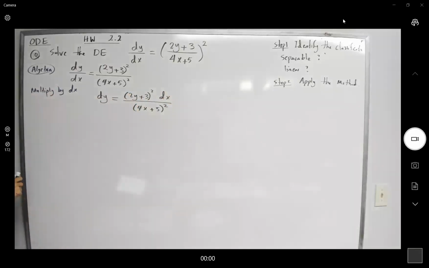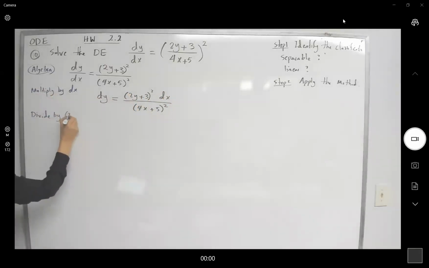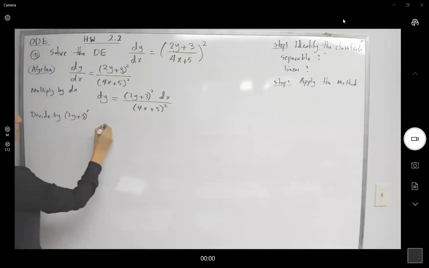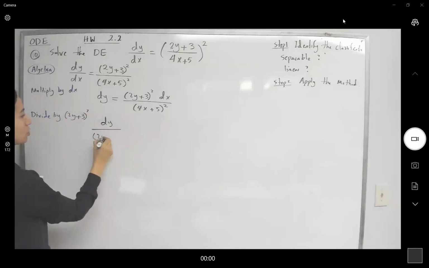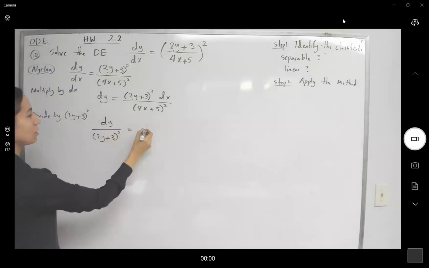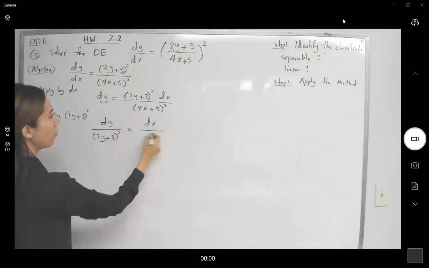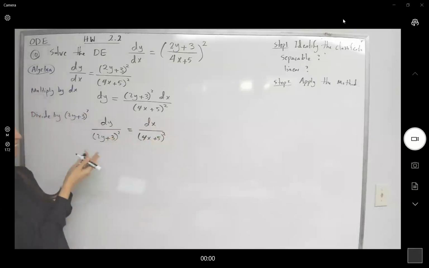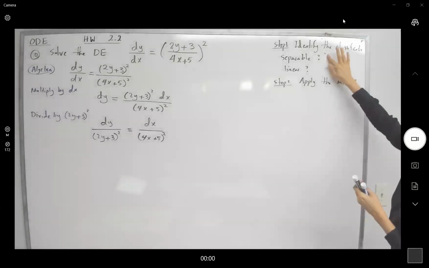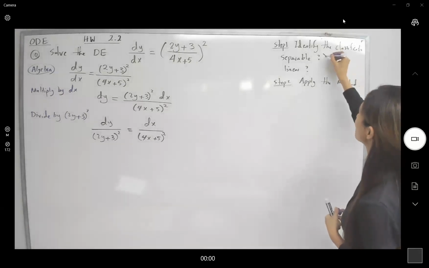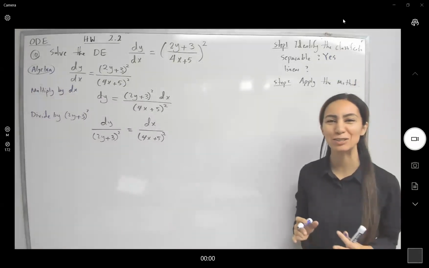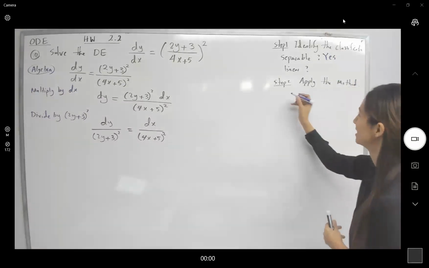So divide by (2y plus 3) to the second power. So what do we get? We get dy over (2y plus 3) to the second equals dx over (4x plus 5) to the second. Is it separable? Yes, as you can see, it is separable. What's the method of separable differential equations? Well, we need to take the integrals of both sides, going back to elementary calculus and using the methods that we learned before.